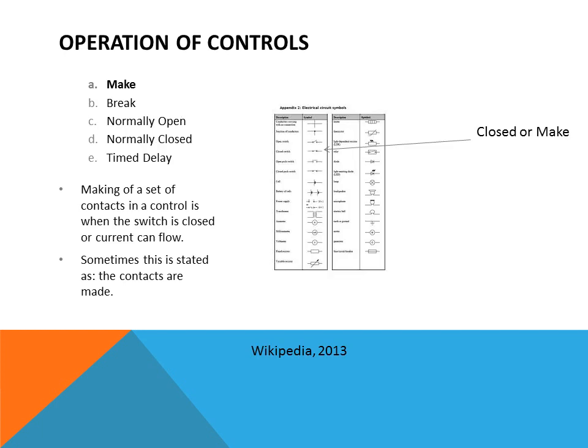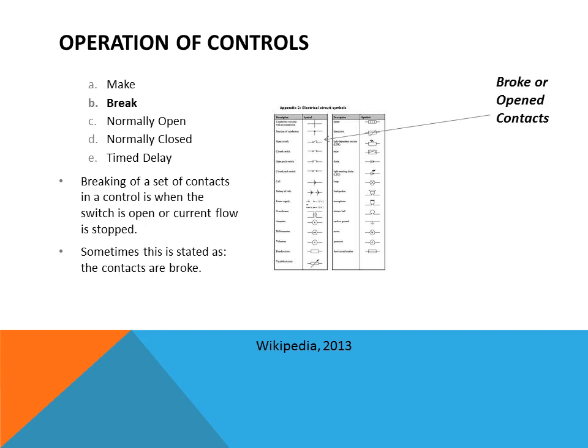Some terms we need to talk about when we look at controls and switches: make or break. Make is taking a switch which is in the open position and closing it. So closing a switch is making the switch, or you could say that it is made. Break of a switch is actually opening the switch. So when a switch opens, we consider that breaking the switch.